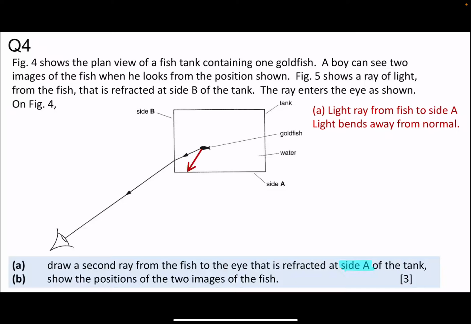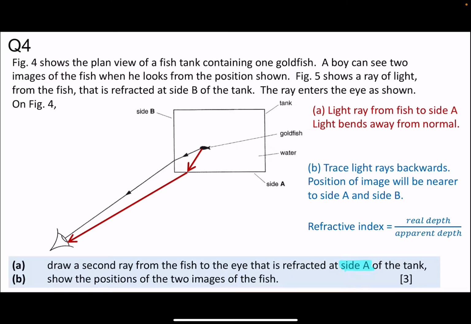So light ray from the fish reaches side A, it will bend away and enters the eye. Part B of the question shows the position of the two images of the fish. To do that, you need to trace the light ray backwards, and the position of the image will be nearer to either side A or side B. This has to do with the real depth and the apparent depth due to the refractive index of water.